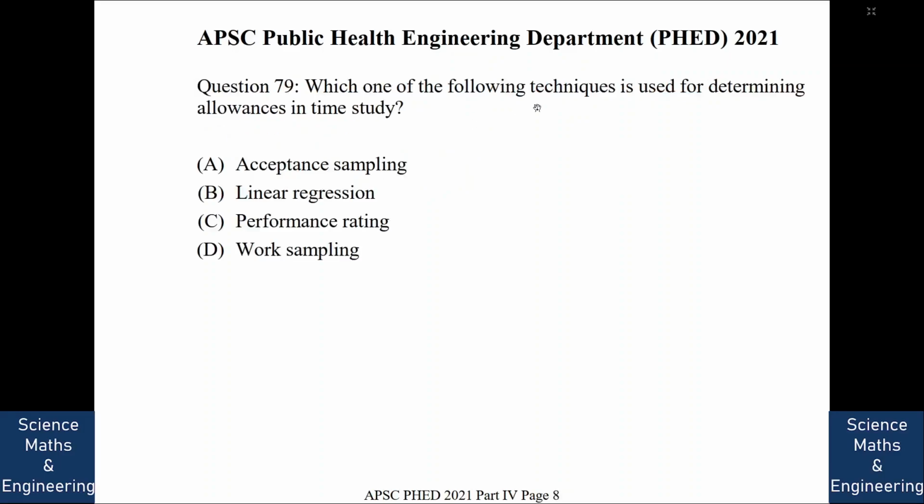Which one of the following techniques is used to determine allowances in time study? So the answer is work sampling is used to determine allowances in time study. Okay, so this is the problem of work study from industrial management. So we'll go to the next question.